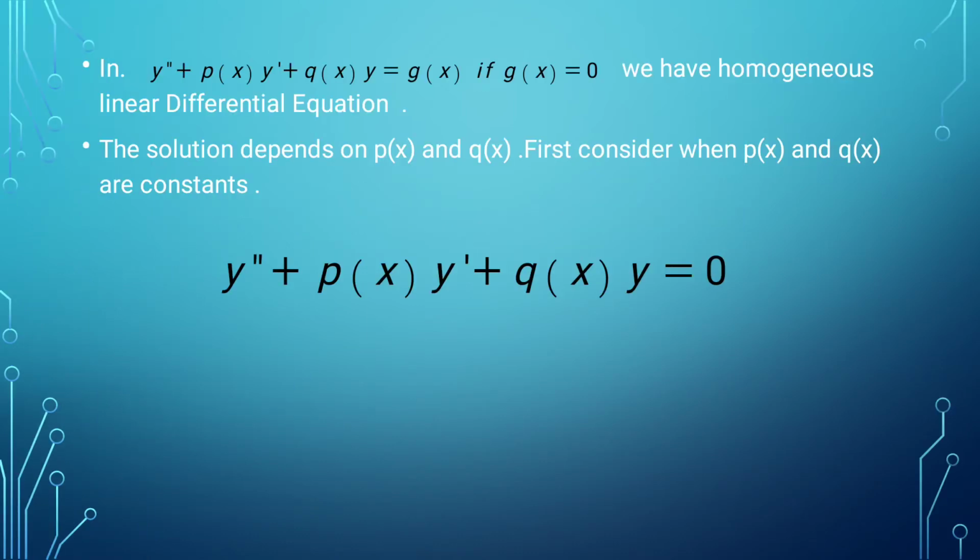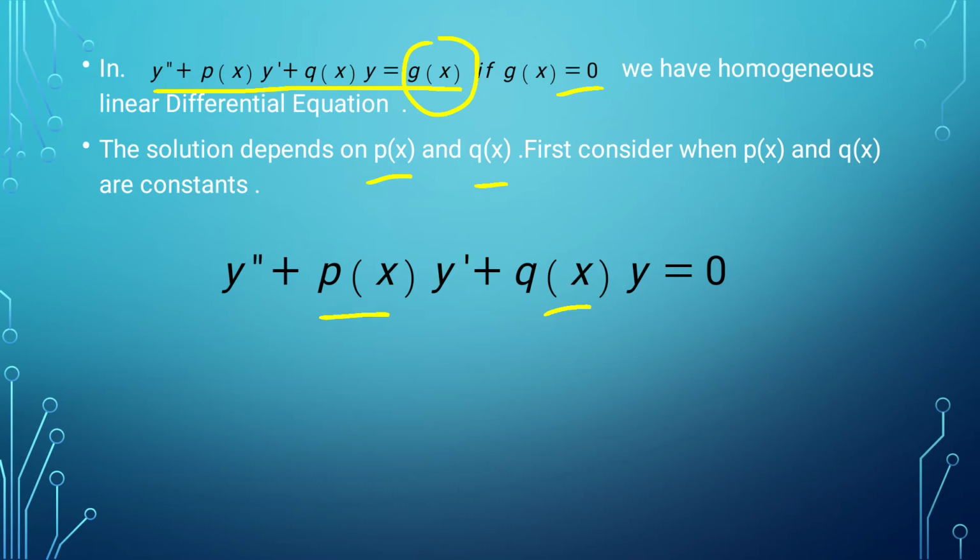So how do we transform a second-order differential equation to a homogeneous linear differential equation? This is how we do it. If we have a differential equation of this form, and we let this function g(x) be equal to 0, then automatically we have a homogeneous linear differential equation. That said, the solution here will depend on the functions p(x) and q(x). These are what will give us the kind of solution that we get.